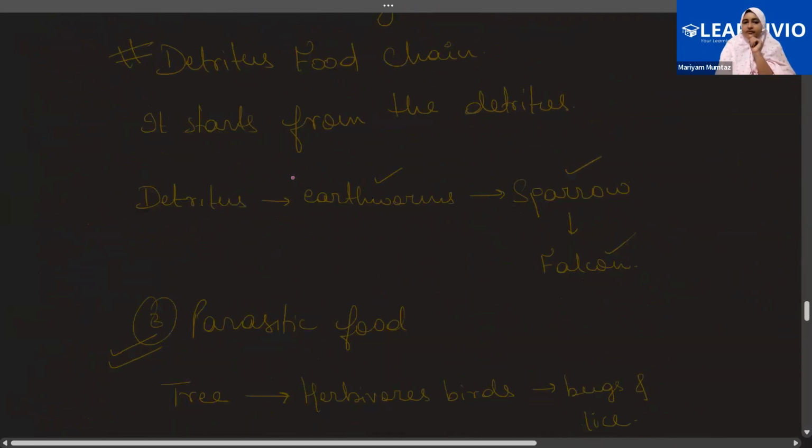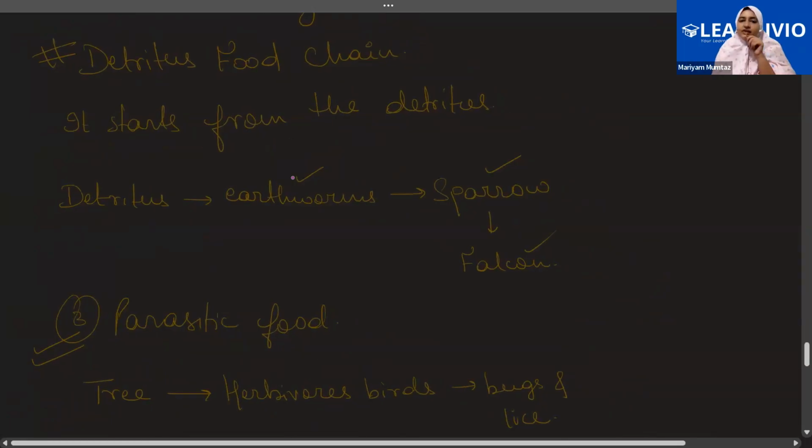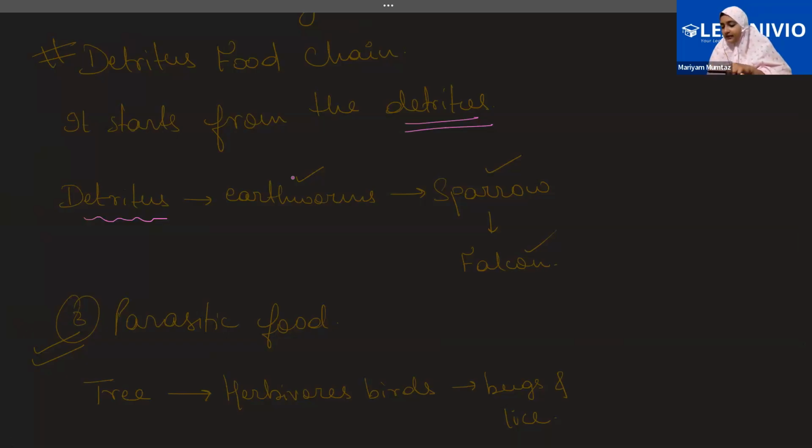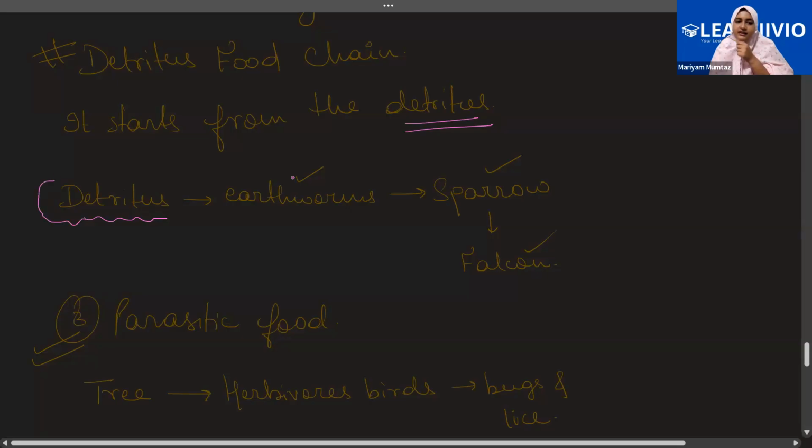Then comes detritus food chain. Detritus food chain is for the decomposers part, which starts from the detritus. So the detritus gets eaten upon. Detritus is what, students? Tell me. I taught this in the previous class. What is detritus? Dead remains of organisms. Yeah, meaning the raw material for decomposition, isn't it? Detritus is only that substance in which the decomposers would act.